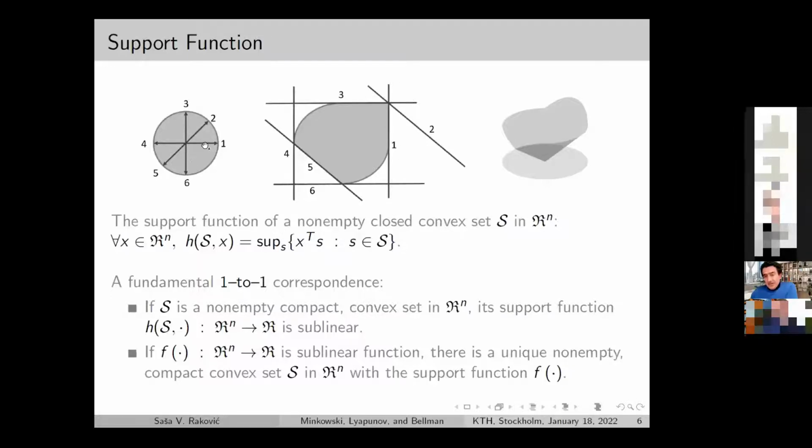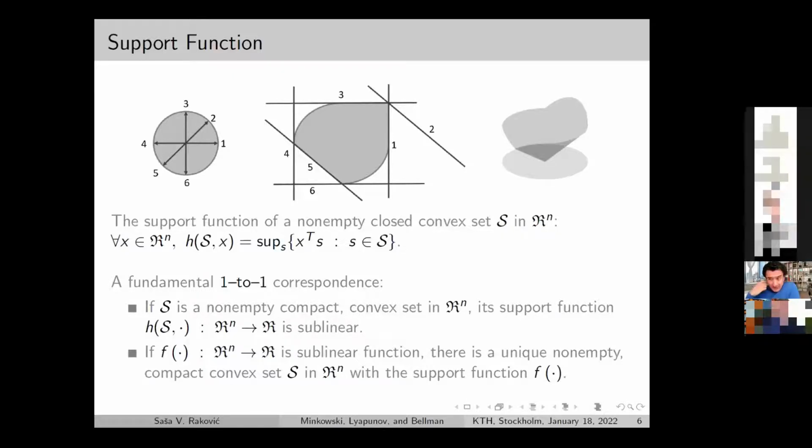And you can do this for a number of points on the unit sphere. This function is interesting in the sense that it provides a one-to-one correspondence between non-empty convex sets in Rn and the support functions. In particular, if S is a non-empty convex set in Rn, its support function is sublinear, and vice versa. If F is a sublinear function, there exists a unique non-empty convex set in Rn.